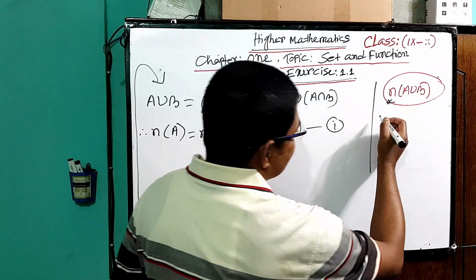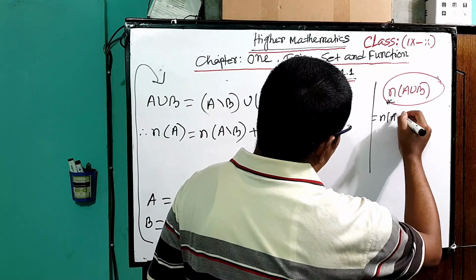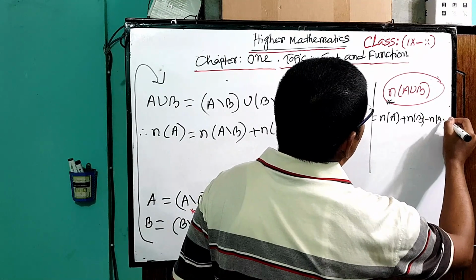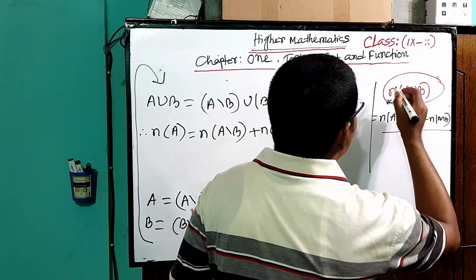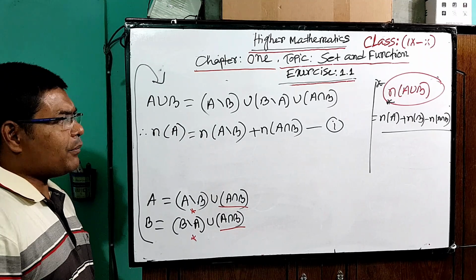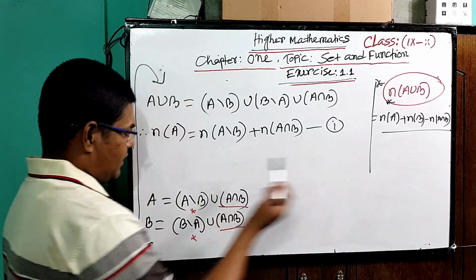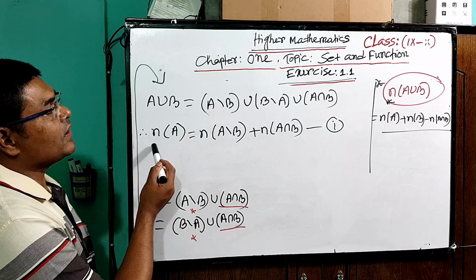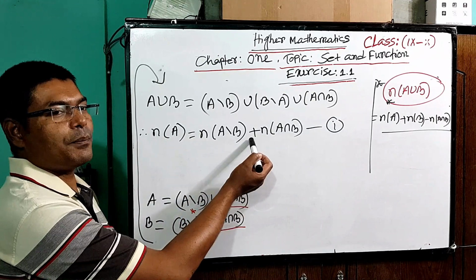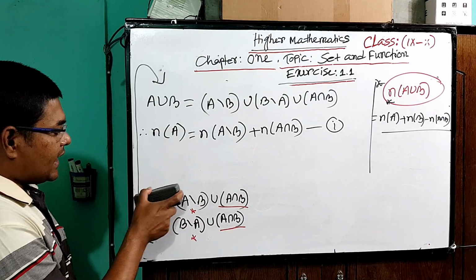This is number 1. So already we have got n of A. Why n of A? Because the target equals n of A plus n of B minus n of A intersection B, and here is n of A. So from this line we have got n of A. Replacing union we have to use plus. So A is done.